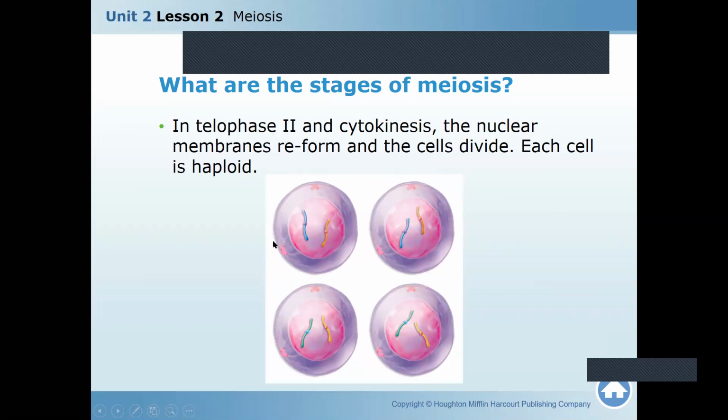Each cell is haploid. How many total are there? 4. Understood this? Yeah.